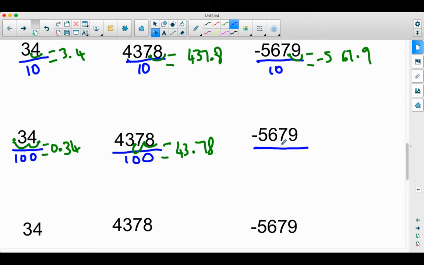Negative 5,679 divided by 100. We'll need to move the decimal point 1, 2 places to the left. So that will give us negative 56.79.